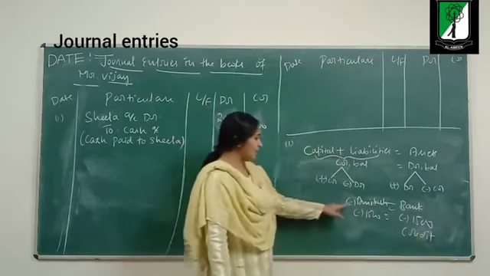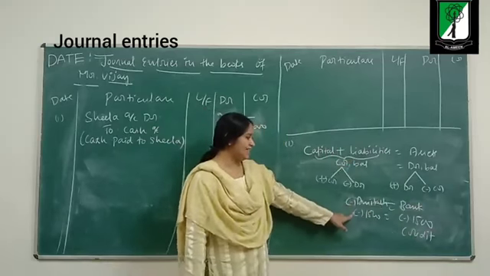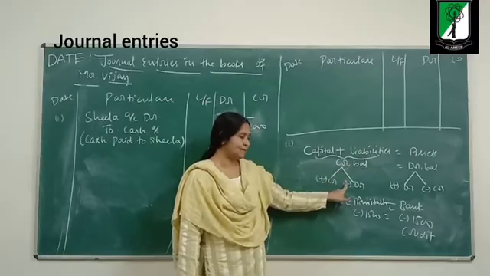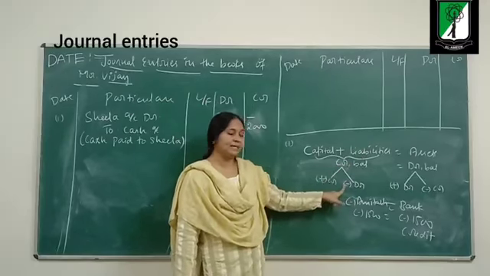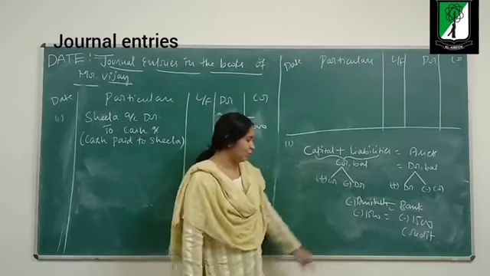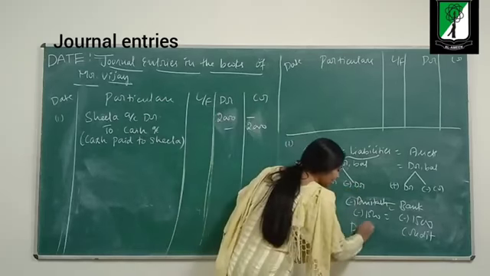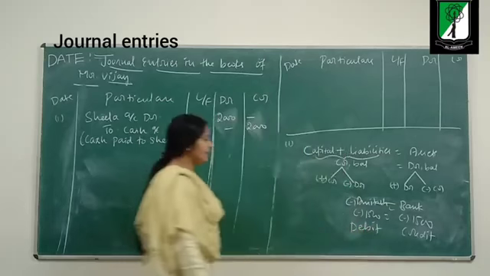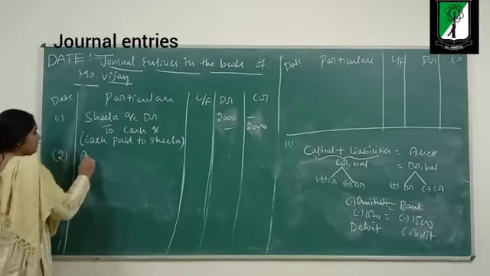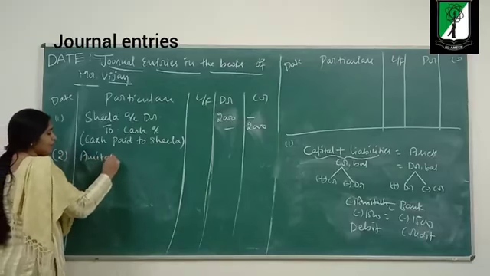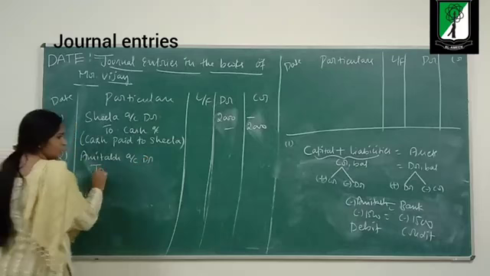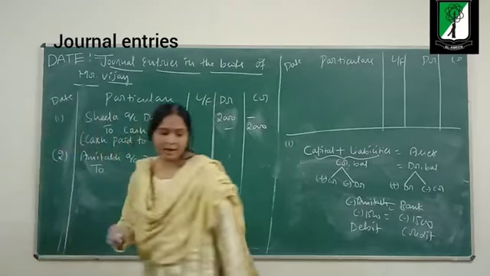And what is happening to my liability? My liability is also declining. For capital and liability, the rule is similar: increase should be debited and decrease should be credited. My liability is declining, so I should debit. So what is the journal entry? Amitabh account debit to bank account.